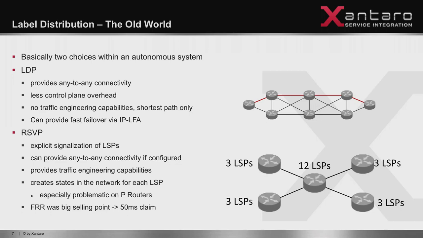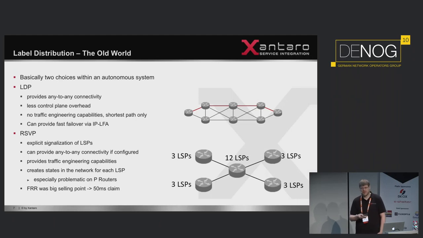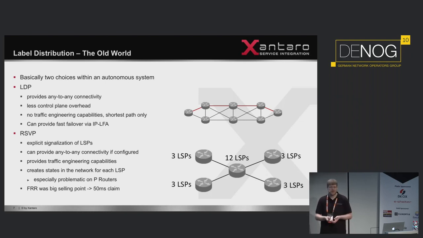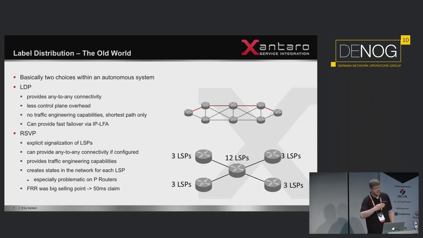So before we look into Spring, let's have a look back at what we had in the past. We had two choices to signal labels inside an autonomous system. The first was obviously LDP, which is by name the label distribution protocol. That's what it does. It exchanges labels between nodes. By default, it provides any-to-any connectivity to enable you to build end-to-end LSPs between elements in your network. It is not much control plane overhead. There's still a control plane running because LDP has to build up neighbors and exchange labels and all of that, but it's pretty straightforward. Problem with LDP is there's basically no traffic engineering.